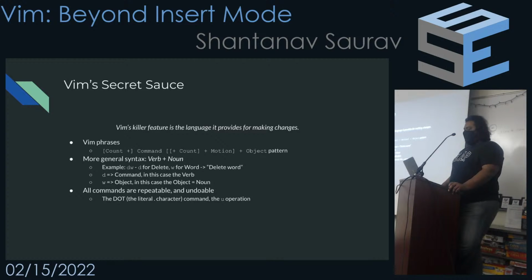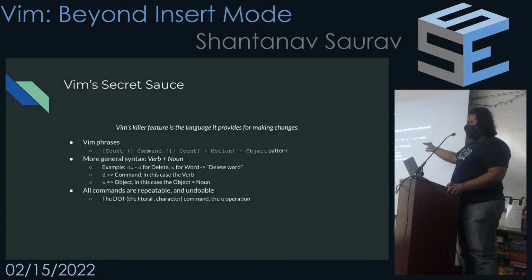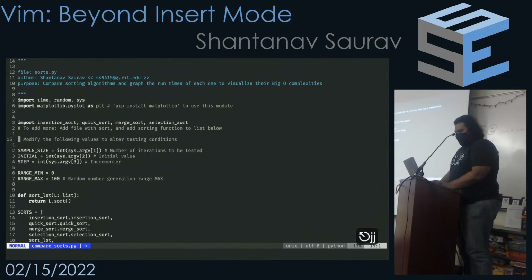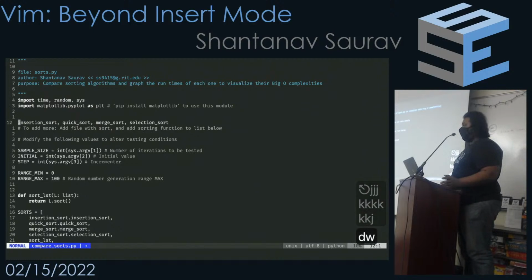But you can precede any command with a count, and then you can precede any motion with a count, and Vim will then perform the action on an object. All these terms will make sense in a second. As a more general syntax, we're going to talk about a verb and noun combination. So as an example, DW, where D is for delete and W is for word, will delete a word. It's literally that simple. If I don't like the word import, goodbye, it's gone.